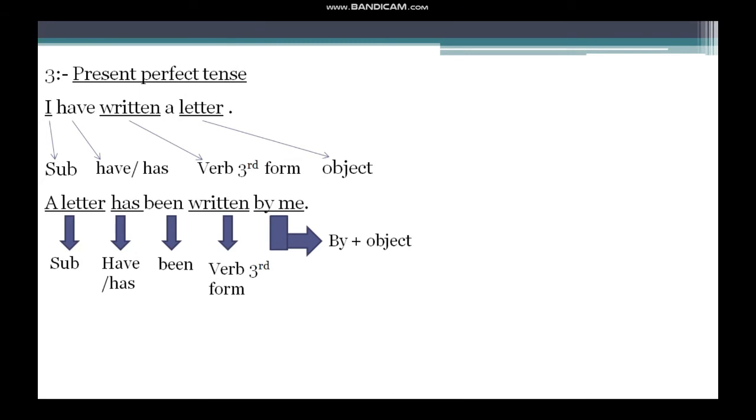Now see the third subpart of present tense, that is present perfect tense. In present perfect tense, the sentence is: I have written a letter, and in passive voice it will be: a letter has been written by me. Meaning the object a letter will be at the subject place, and it is a singular subject now, so we will use has after a letter, and then been, and then the verb third form, that is written, and by, and then the subject will be the object, so I will be me.